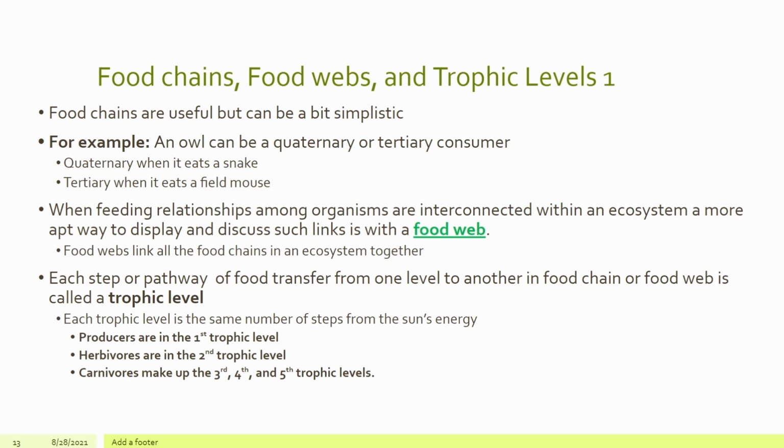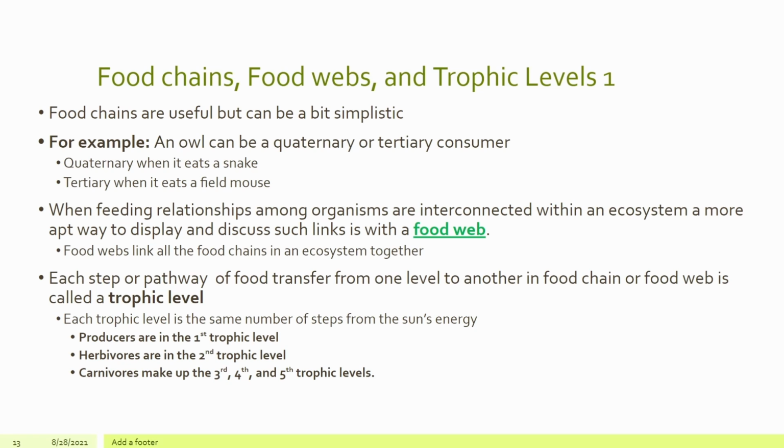And when any feeding relationships among organisms are interconnected this way, or could have multiple interconnections within an ecosystem, a more apt way to display and discuss such links would be with a food web, again, instead of a food chain. So something a little less sequential. That's because food webs link all the food chains in an ecosystem together.